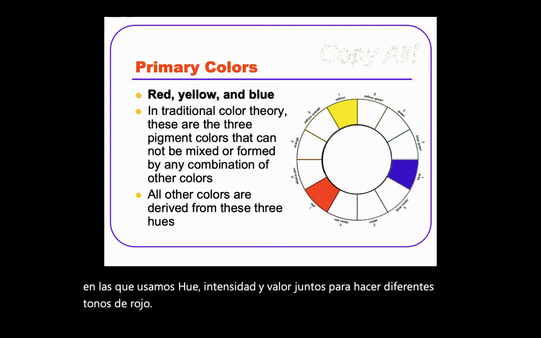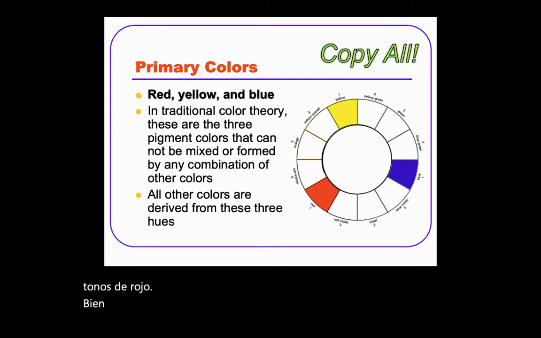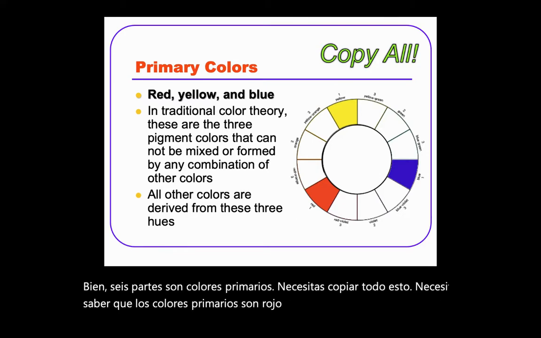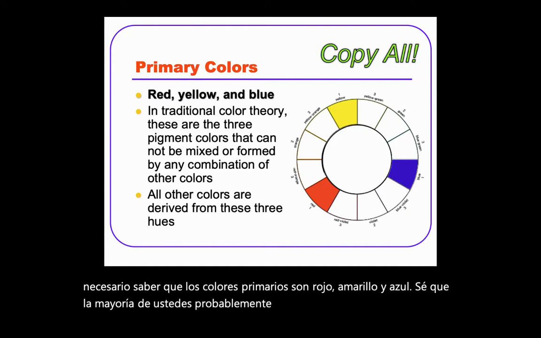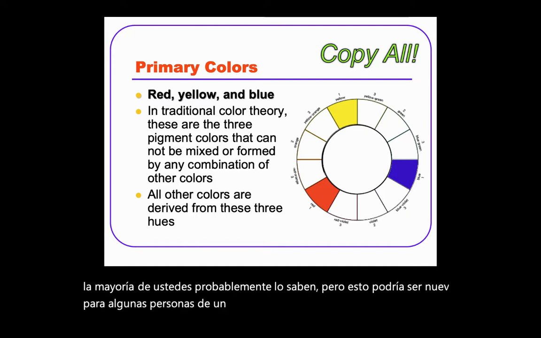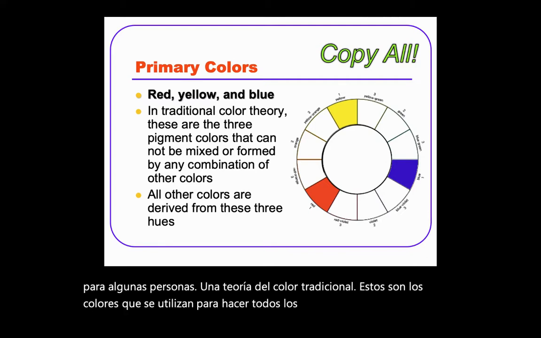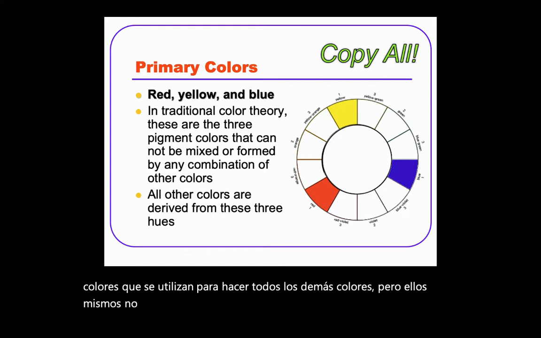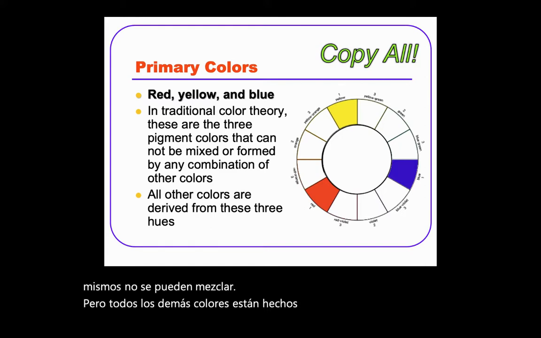Okay, this next part is primary colors. You do need to copy all of this. You do need to know that the primary colors are red, yellow, and blue. I know most of you probably know this, but this could be new for some people. In traditional color theory, these are the colors that are used to make all other colors, but they themselves cannot be mixed. Okay? But all other colors are made from these three colors plus black and white.